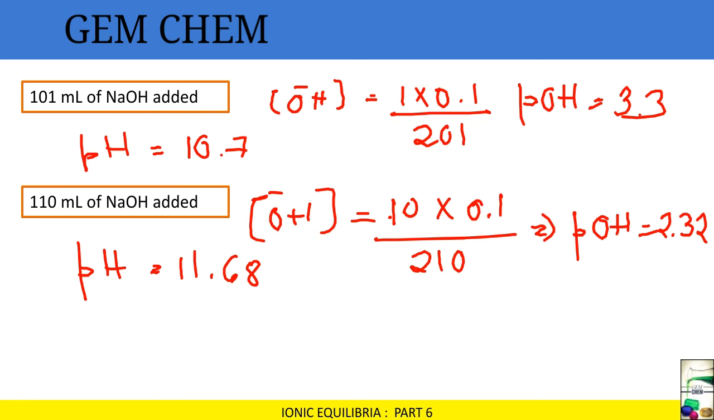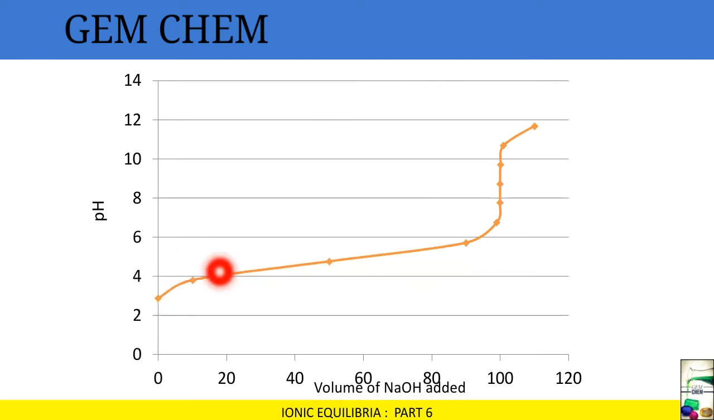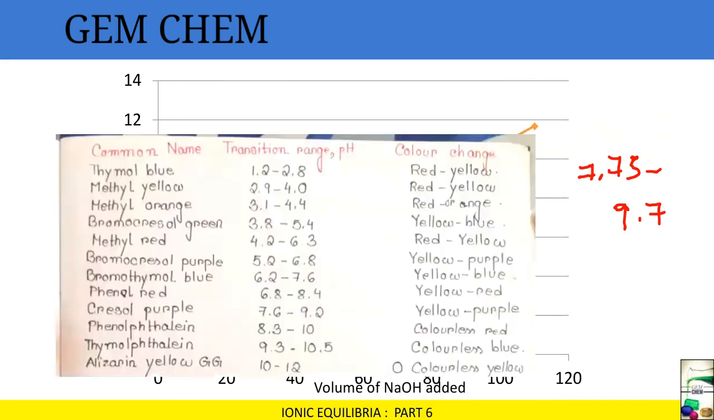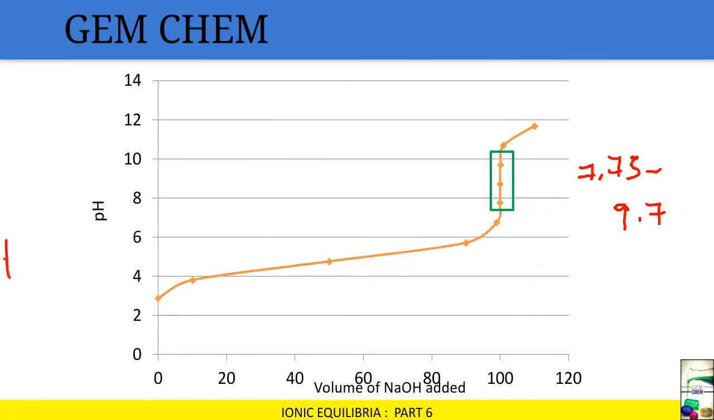Now we will plot these pH values along with the volume of NaOH added in a graph. So see this one, this is the graph shown, and we can see that here is our equivalence point, and this part is important. So what is the range of the equivalence change? If we see more accurately, it is from 7.75 to 9.7. And if we remember this, then in this case phenolphthalein can be useful because the change in pH is seen within this range. So the indicator which can be used is phenolphthalein.